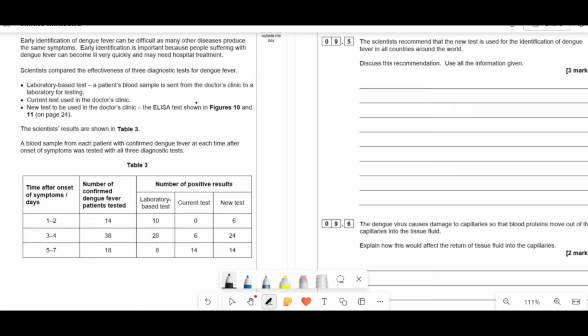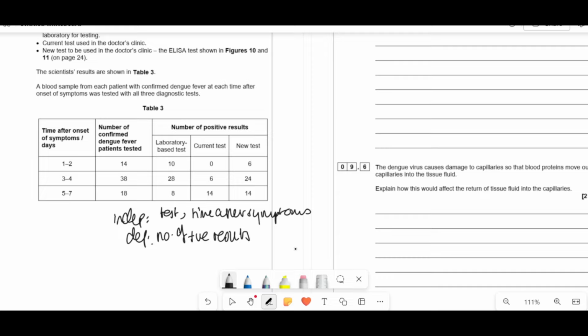And this is the one that they've described in the previous question. Here's their results. A blood sample from each patient with confirmed dengue fever, each time after the onset of symptoms, were tested with all 3. So if we look at the table, this is the time after the symptoms came on. This is the number of confirmed patients they had tested.